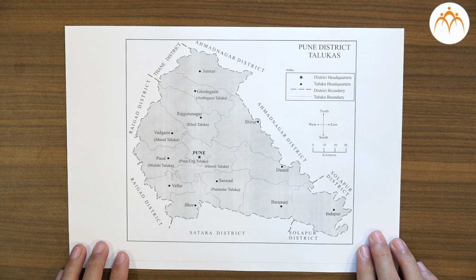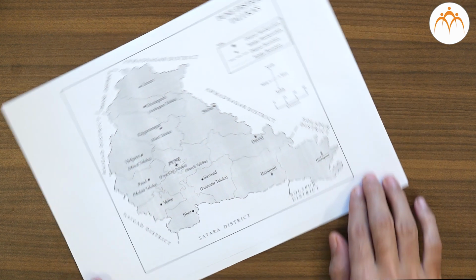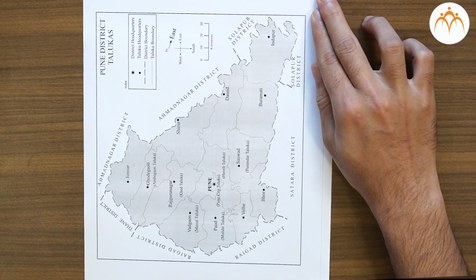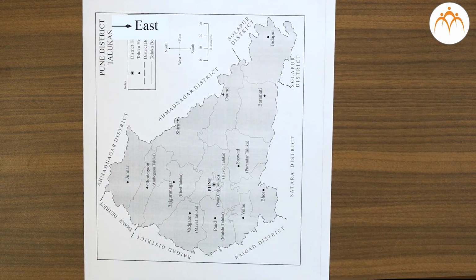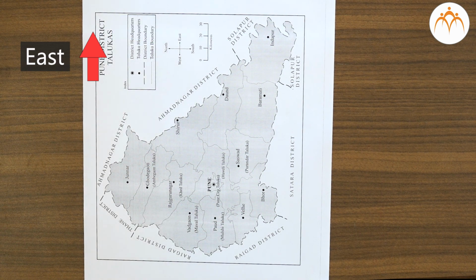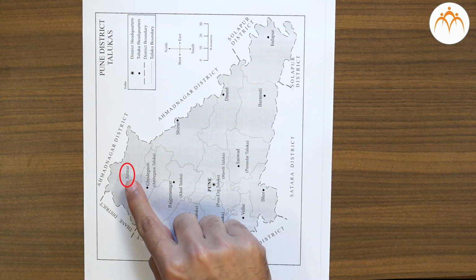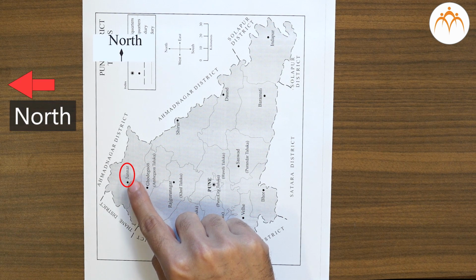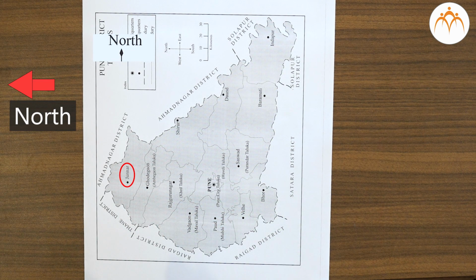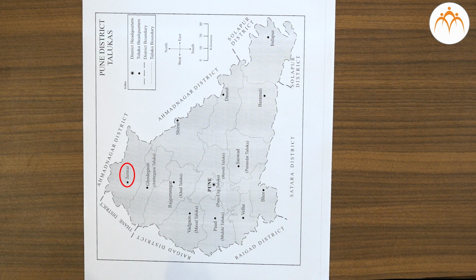Here is the interesting part now. Rotate the map and align east of the map with the actual east. Now tell me, where is Zunnar? Zunnar is towards the north. So, did you understand? If the map was not aligned with our direction, we would have gone towards the east to Sholapur. It is interesting.